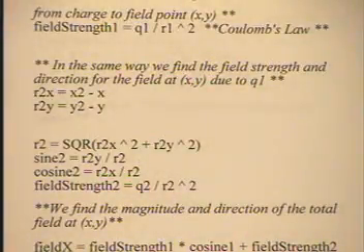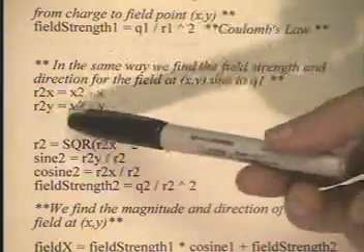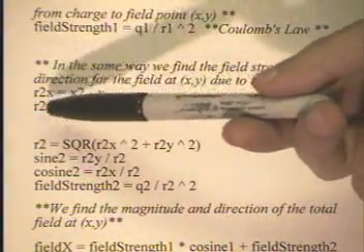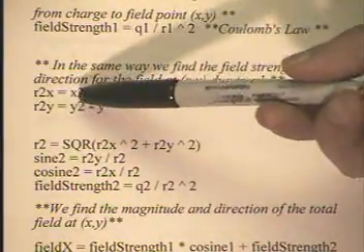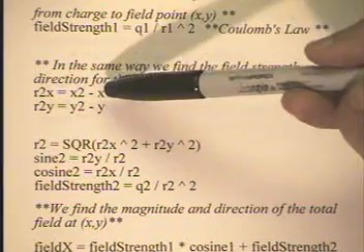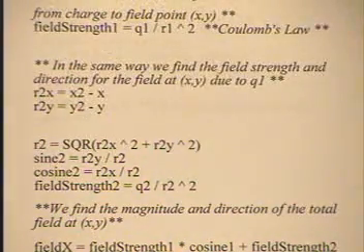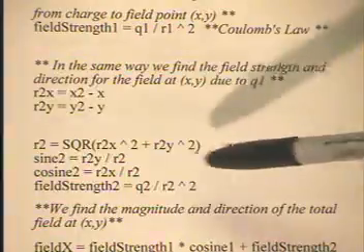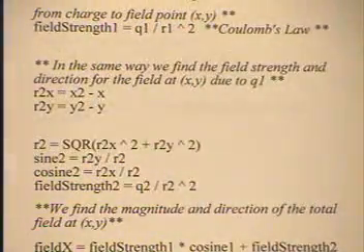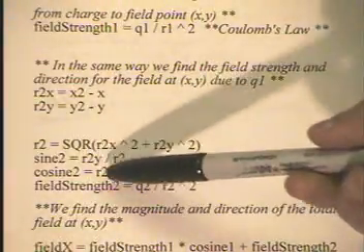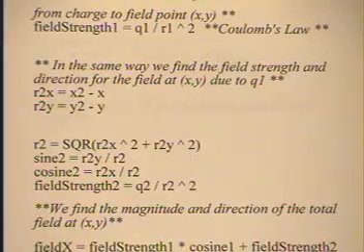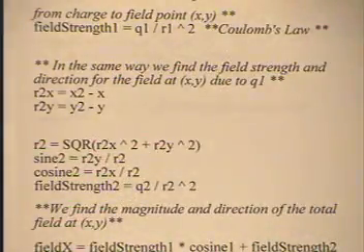Now, we do the same thing for the charge Q2. We get the x and the y components of the vector, actually in this case from the field point to the charge. We use the Pythagorean theorem to find the distance of the field point from the charge. We find the sine and the cosine just by taking the x and the y components of the vector divided by the vector length. And we get the field strength for charge Q2. And we call that field strength 2.